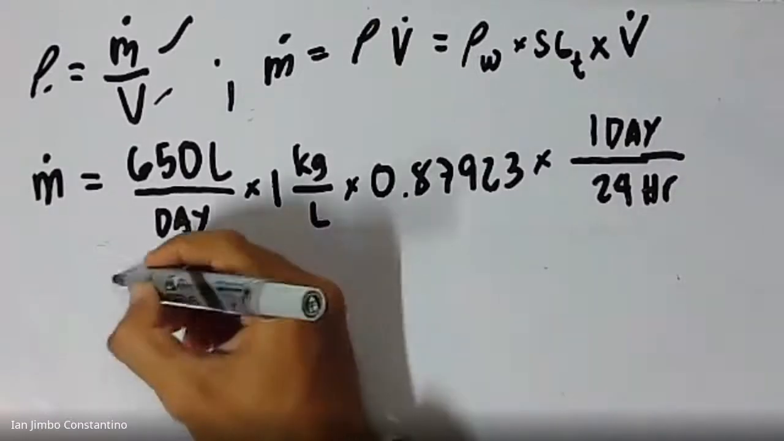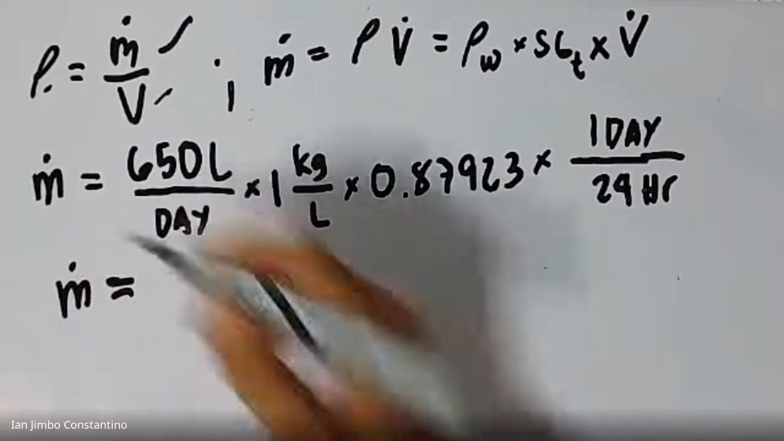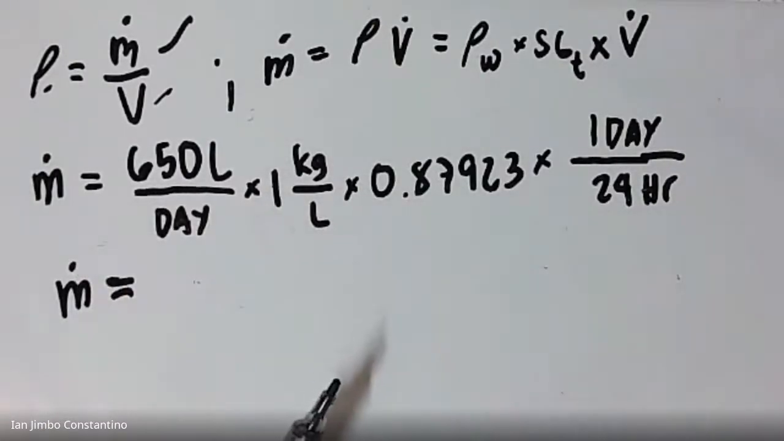Okay. So, for the answer, let's go back to our calculator. Hold your calculators. 23.8125. Thank you, Mr. Divinagracia. Oh, Mr. Divinagracia got it correctly.